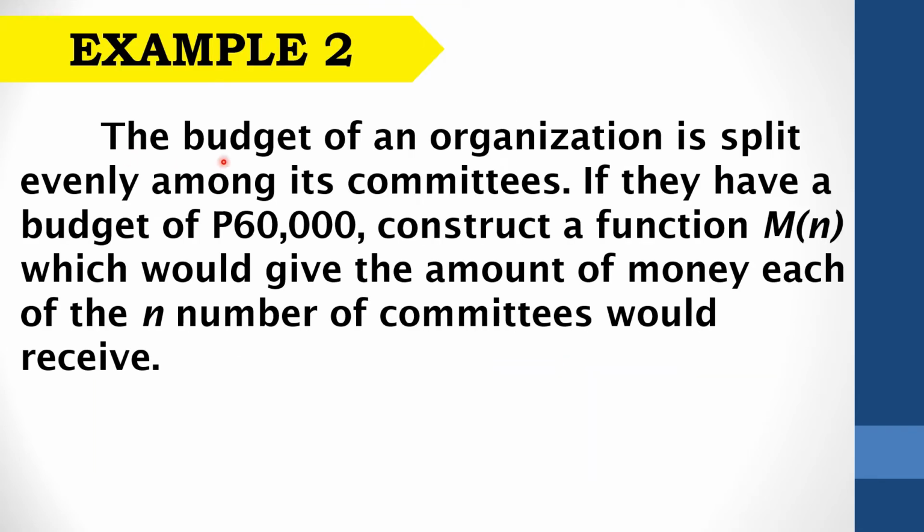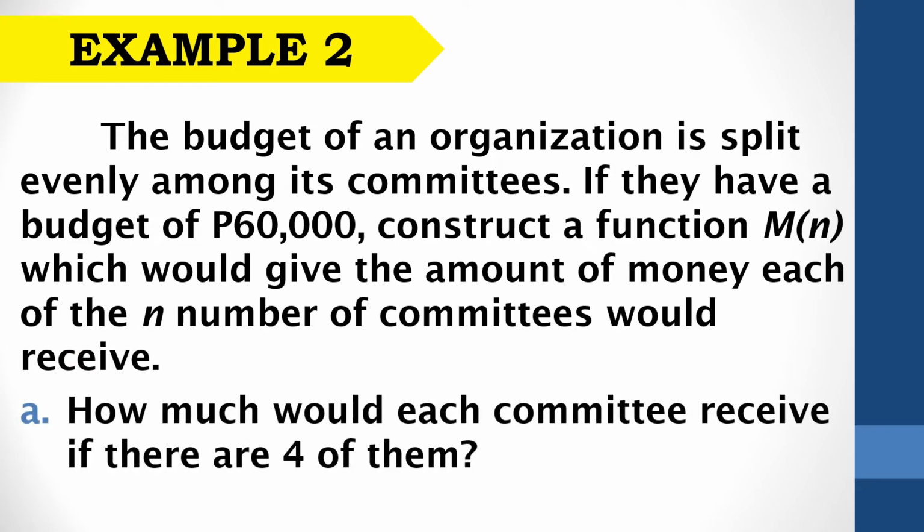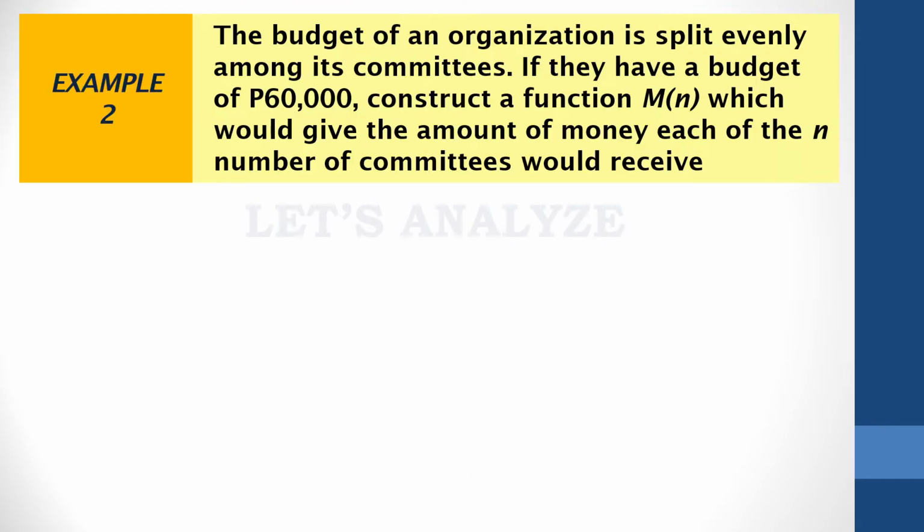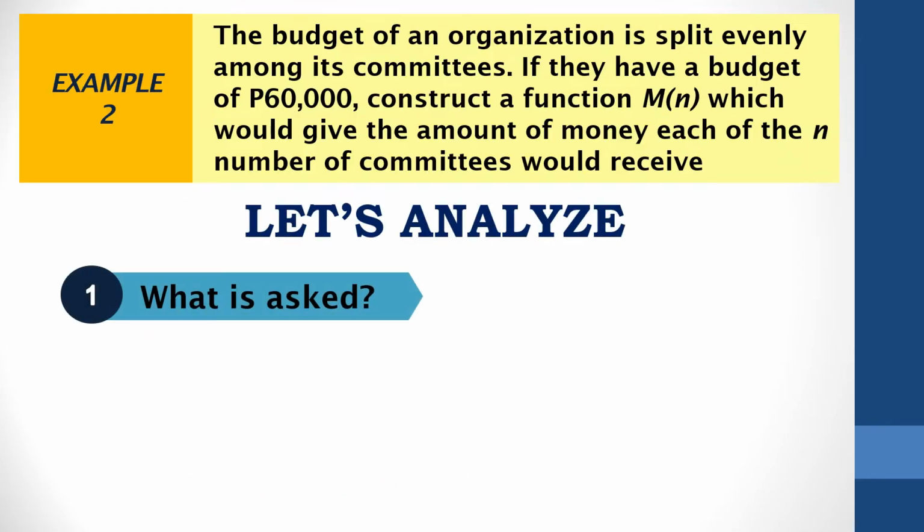The budget of an organization is split evenly among its committees. If they have a budget of 60,000, construct a function m of n which would give the amount of money each of the n number of committees would receive. Additional question. How much would each committee receive if there are 4 of them? Solution. Let's analyze. Let's find out what is asked in the problem.